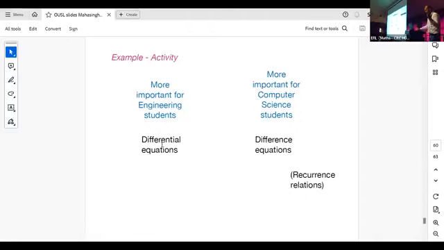And there will be an activity. I don't know whether we have enough time for an activity or not. You can do the activity once you go home.